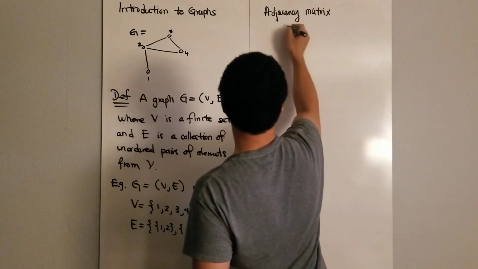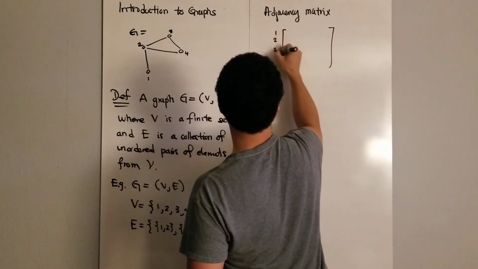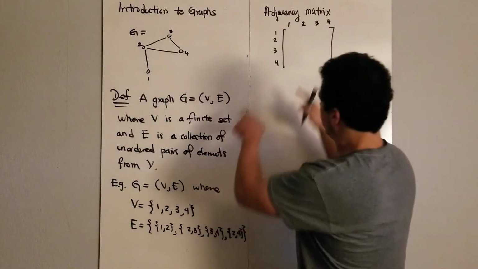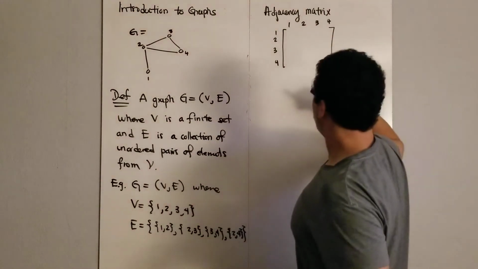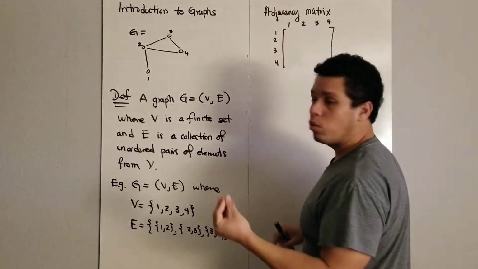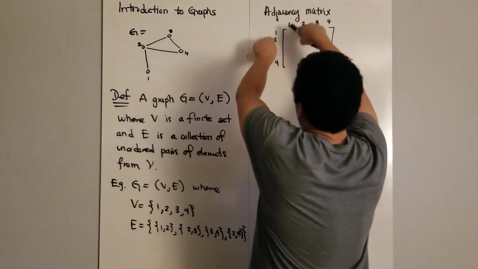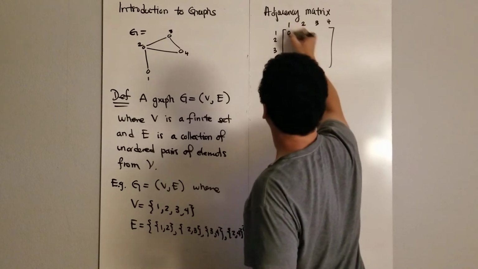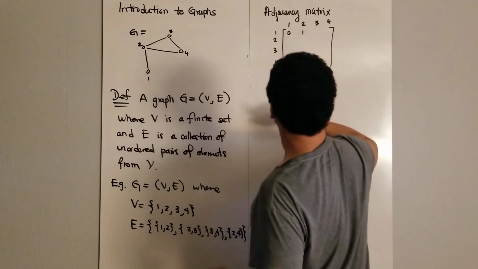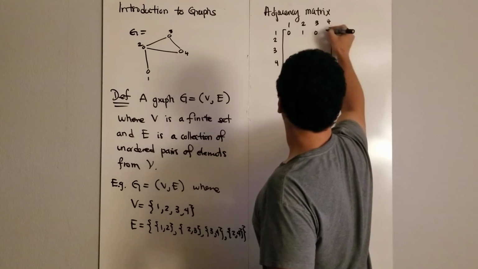So I introduce the following array: 1, 2, 3, 4, 1, 2, 3, 4. And then on this array that I have here, I will introduce a 1 whenever I see a connection, and I will set a 0 whenever I don't have it. So I don't have a line that joins 1 with 1, so I'll just put a 0. I have a line that joins 1 with 2, so I'll put a 1 here. I don't have a line that joins 1 with 3 nor with 4, so 0, 0.